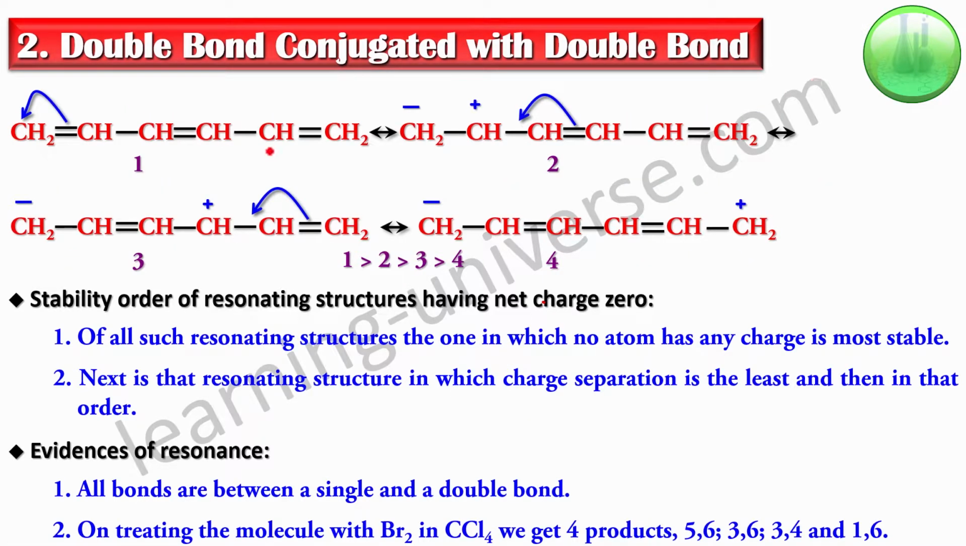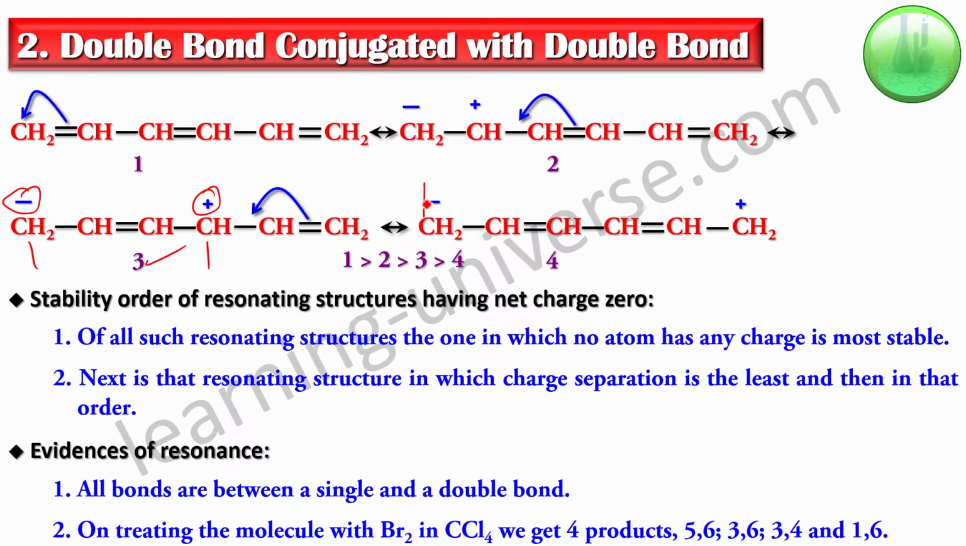Now, I get this product because the double bond is here. I get this product because the double bond is here. But why do we get products here and here? That's because one is minus, the other is plus. So structure 3 is able to explain this product.